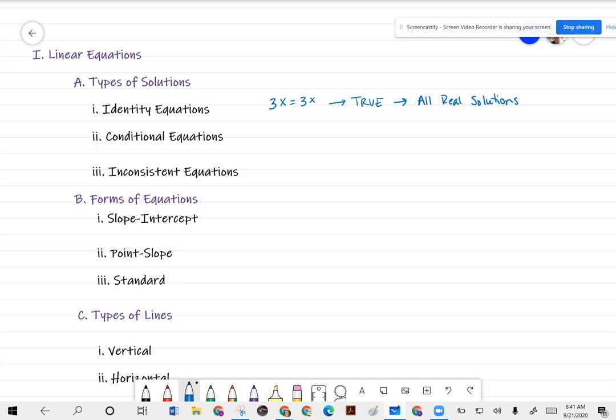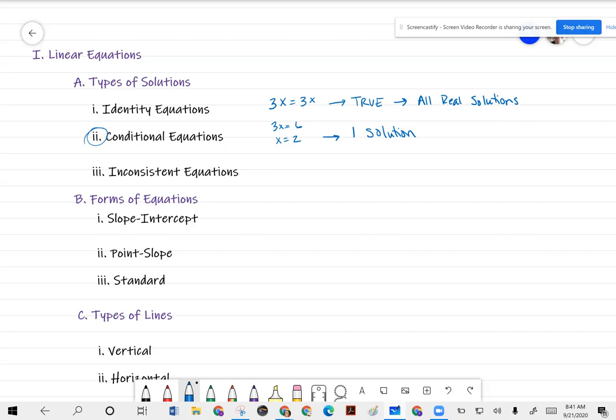Then you have a conditional equation, which simply means you have something like 3x equals 6, and you know that x only works if it's 2. So you only have one solution. And this is kind of where we live. We live in this area right here.